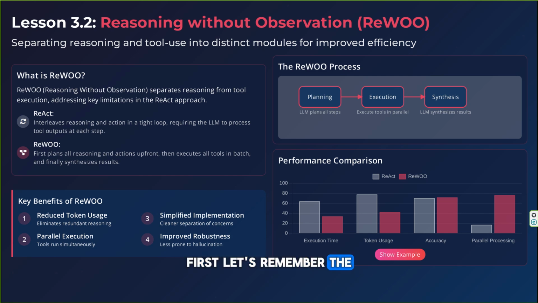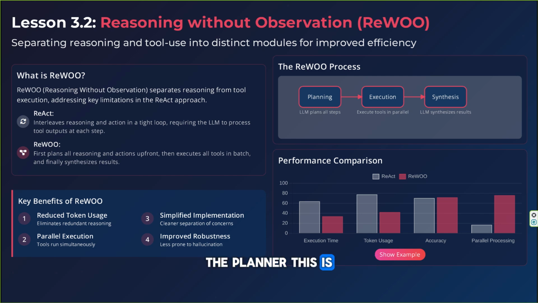First, let's remember the inefficiency of ReAct. In ReAct, a large and expensive LLM is invoked repeatedly for the entire thought-action-observation loop. This consumes a huge number of tokens, with all the intermediate reasoning steps, making it costly and slow. To solve this, ReWOO introduces a new architecture that divides the workflow into 3 specialized modules.